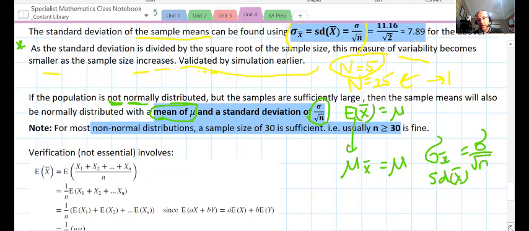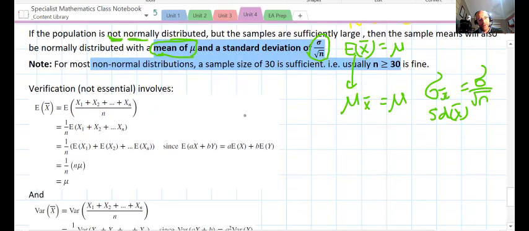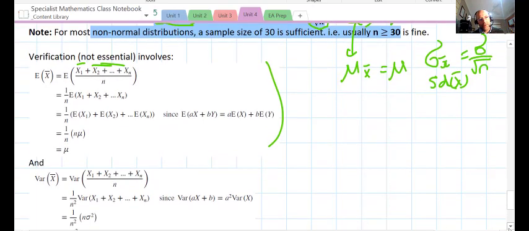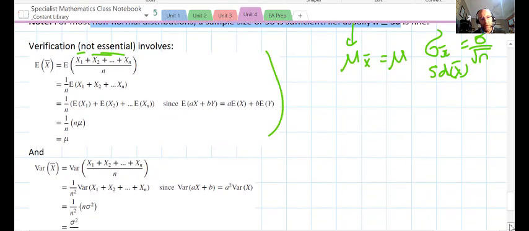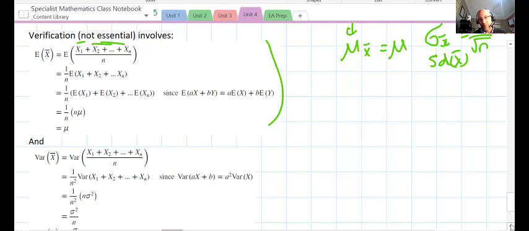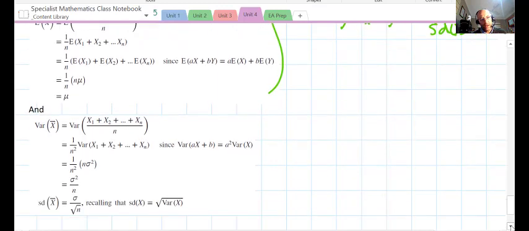Now, the verification does exist and it's based on some previous work you would have done in math methods, and it is not essential. So unless you're doing this for some higher level stats at university, don't copy that down. It's just showing that this can be verified based on some of the formulas you've seen in the past. Cool stuff. Next video is going to be on some worked examples.